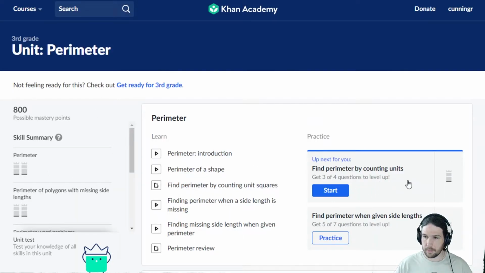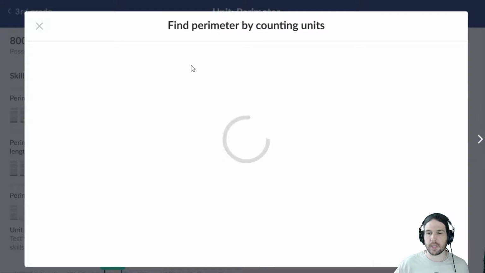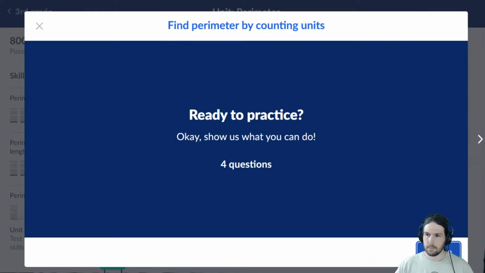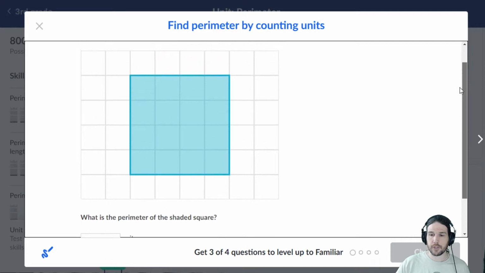So let's see here. What do we got? We have find perimeter by counting units. So it says here that each square on the grid is one unit square. I imagine it's going to ask me to find the perimeter of the shaded square.